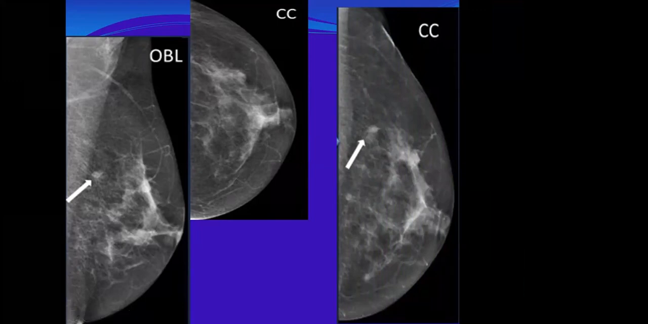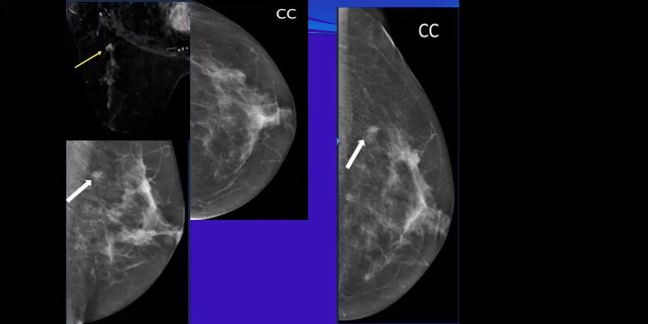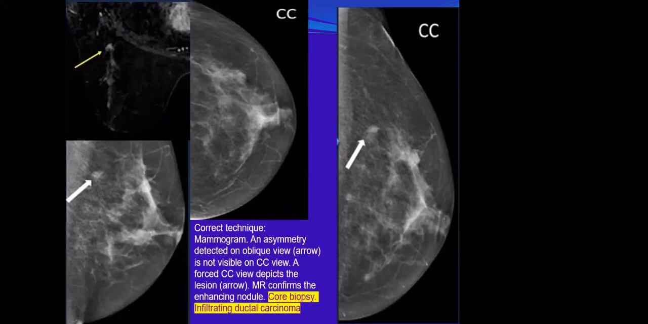You see, going more toward the lateral aspect, because here the extreme medial is seen, but the lateral is cut. And usually the lateral aspect is not visualized. I can just do extended lateral, and here the asymmetry is confirmed to be real. It is a focal asymmetry rather than just asymmetry. And the MRI here demonstrates enhancing lesions, and core biopsy demonstrates ductal carcinoma.